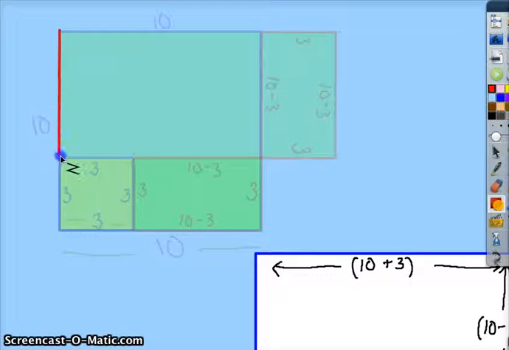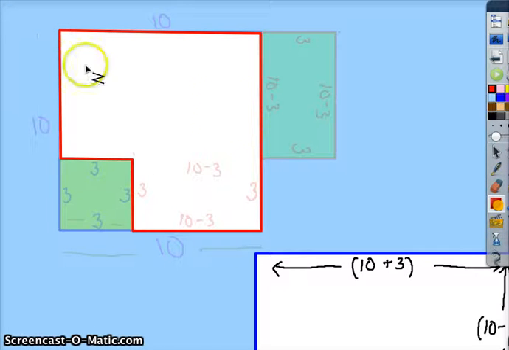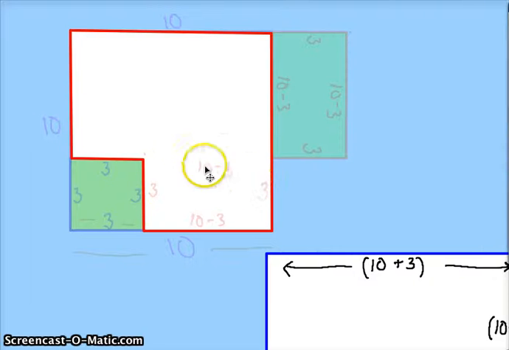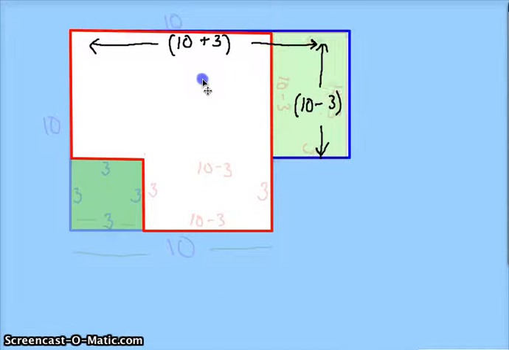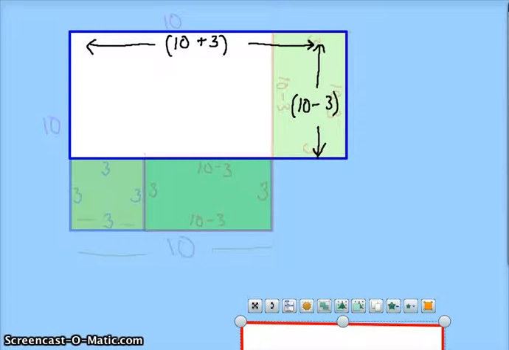Remember, what was left over, the green part, was this. All I've done is take this piece down here, remove it, rotate it, and put it here, and now I have this rectangle. Let's see if I still get 91.